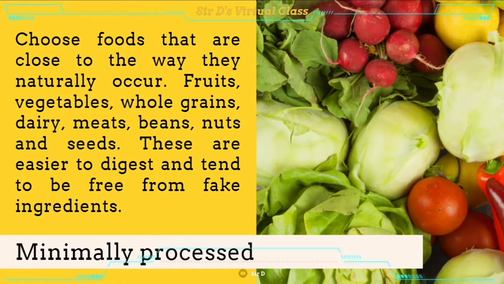Now we have the minimally processed food items or vegetables. Choose foods that are close to the way they naturally occur: fruits, vegetables, whole grains, dairy, meat, beans, nuts, and seeds. These are easier to digest and tend to be free from fake ingredients.